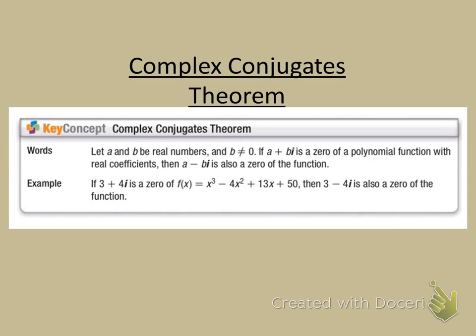Okay? What the complex conjugate theorem says is just that. If one root is imaginary, if the positive root's imaginary, then the opposite of it is imaginary. For example, if a and b are real numbers, if a plus bi is a zero of a polynomial, then a minus bi has to be a zero along with it. Okay? It's not optional. So down here, if 3 plus 4i is a 0 of that polynomial, then 3 minus 4i must be a 0 of the function.